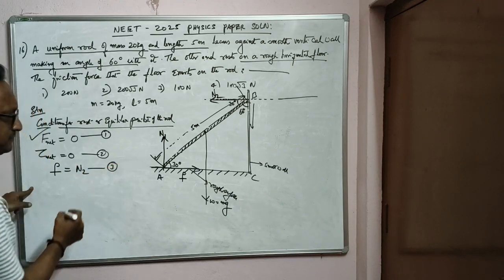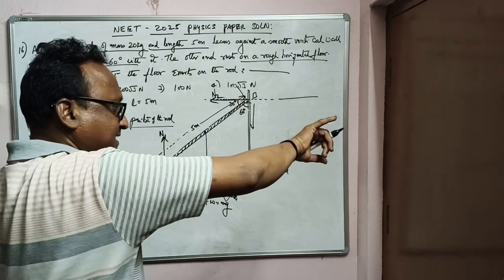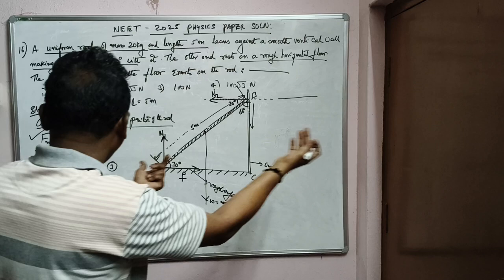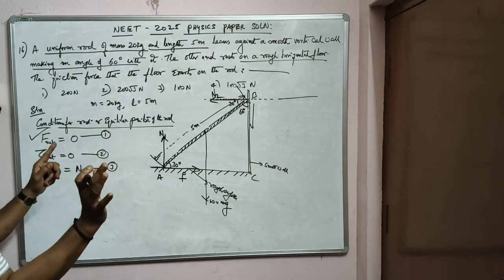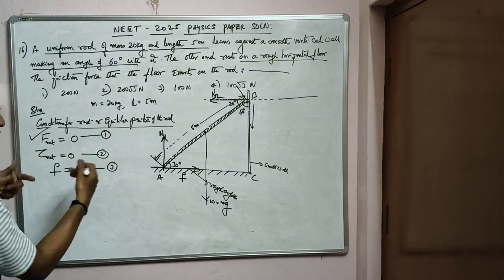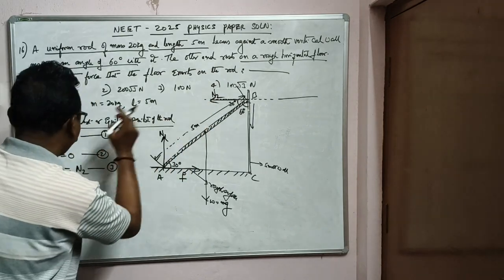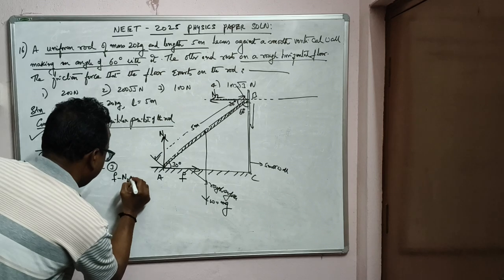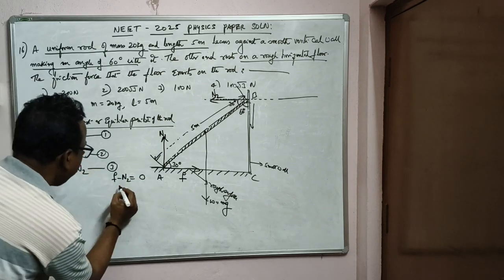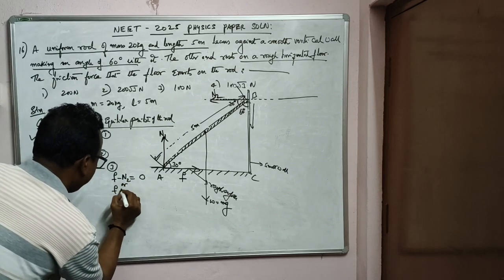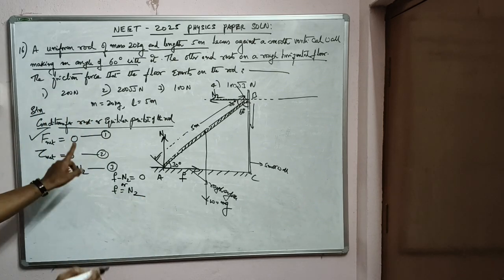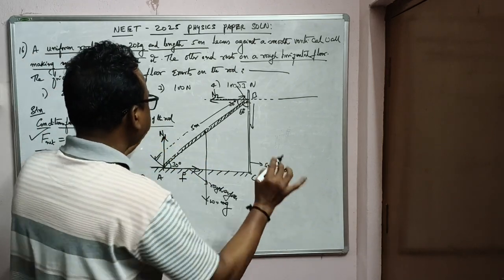One force is acting like this, another force is acting like that. That means F minus N2 is equal to 0, or F is equal to N2. What is the meaning of F net? Resultant force is equal to 0. That means F minus N2 is equal to 0. You can write it like this. F minus N2 is equal to 0 because F net is 0, or F is equal to N2. That's what I have written here, Equation 2. Okay? Right. Next one.